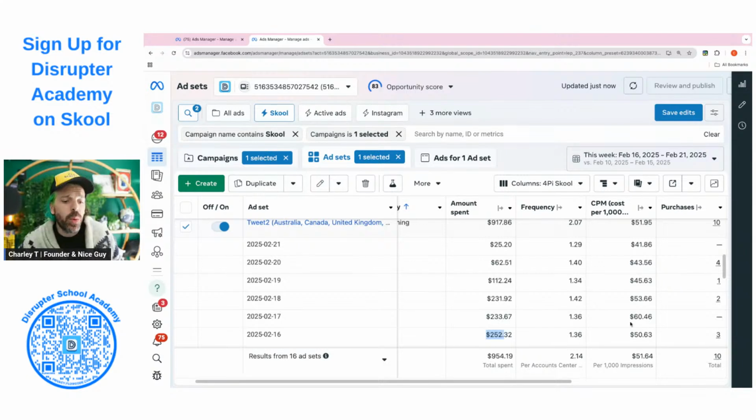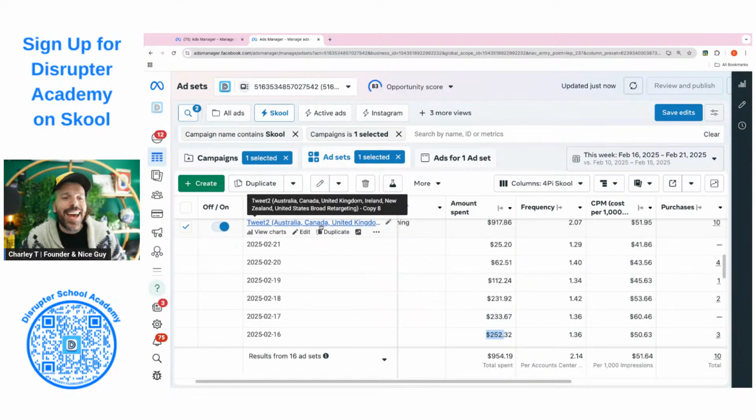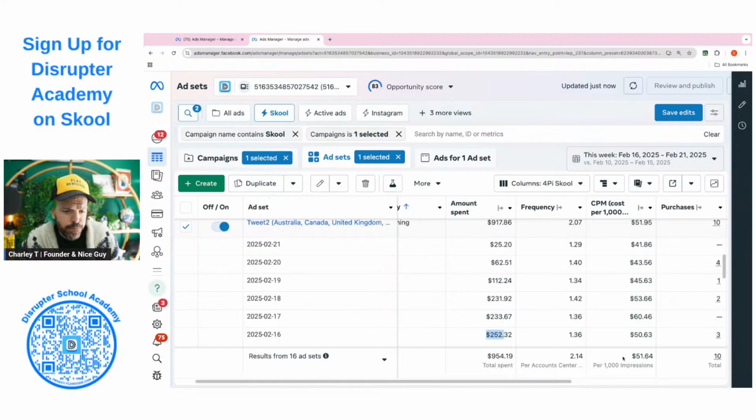Now, why that's important is if you see when we start to pull back the budget, this ad is excellent for a certain group of people.